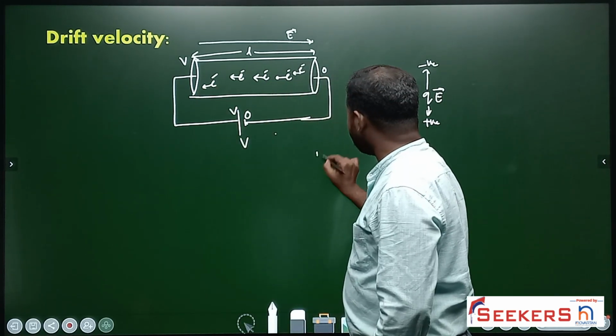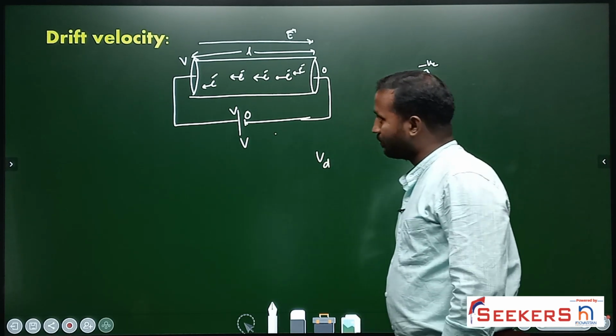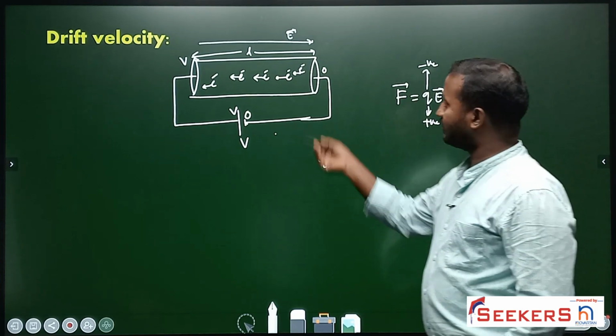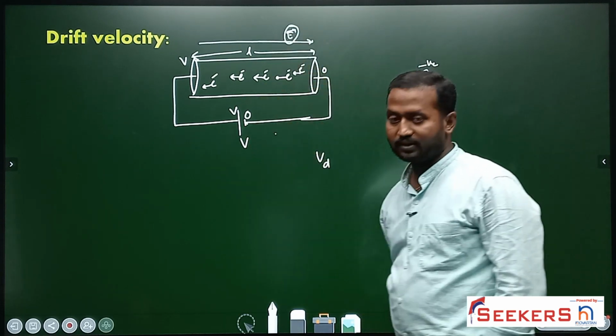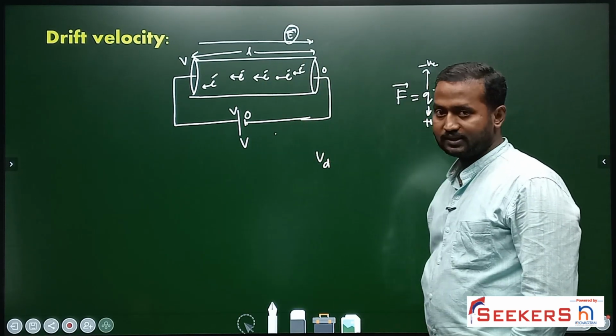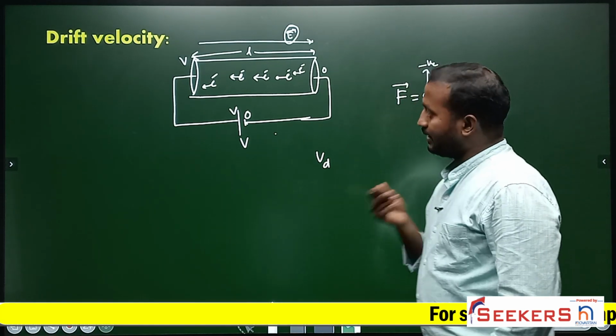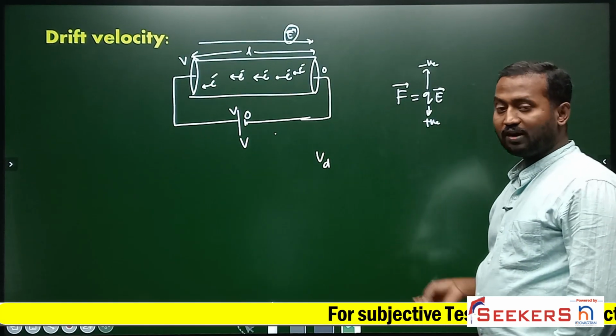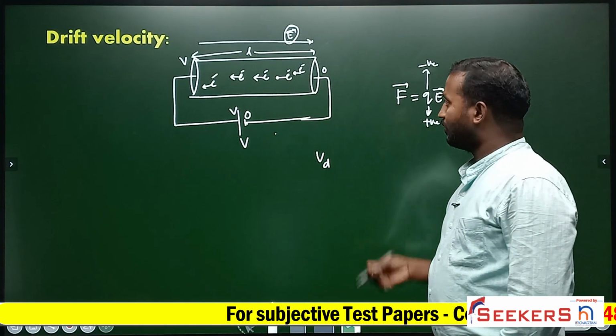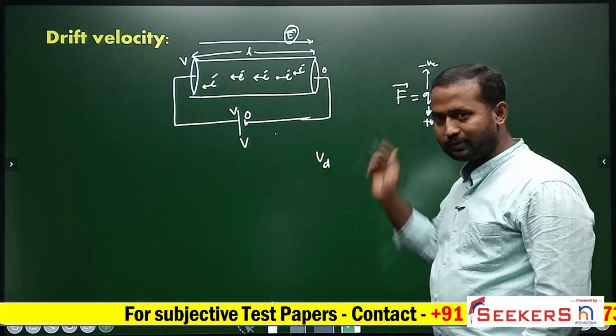The average velocity obtained by these electrons because of such an external electric field is nothing but the drift velocity, isn't it? So what is this drift velocity? Let us see. Initially, inside a conductor, all these free electrons move very randomly in all possible directions.